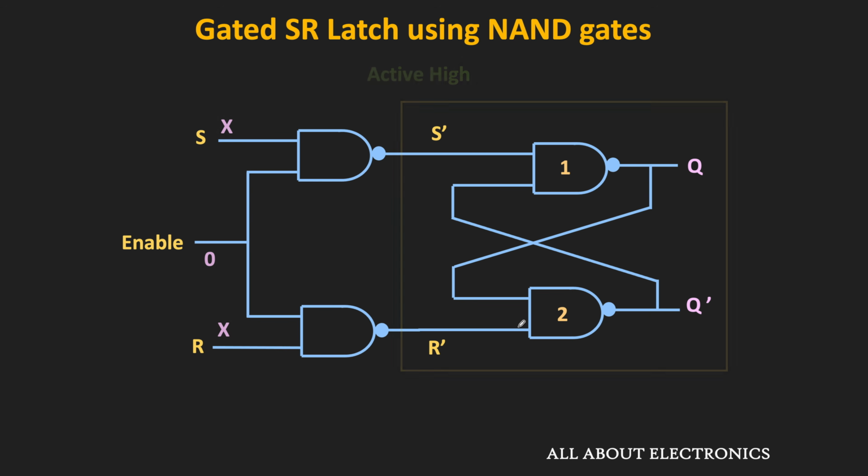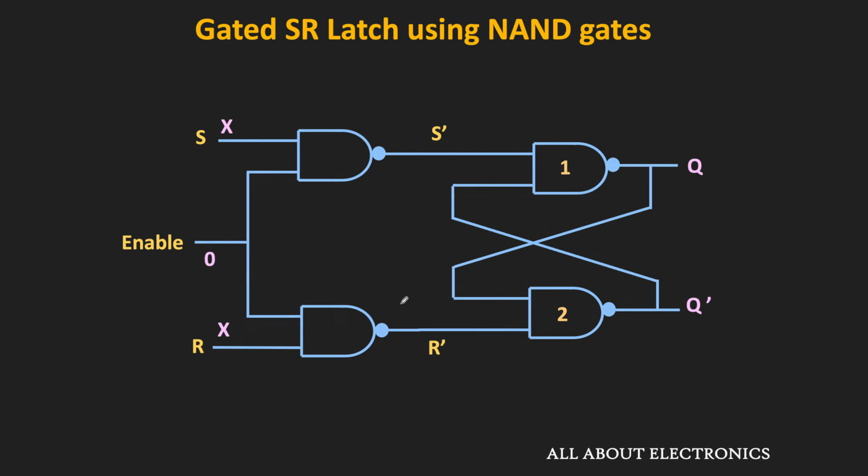So when this enable input is 0, then irrespective of the value of S and R, the output of these two NAND gates will remain 1. Because as you know, for the NAND gate, when any one of the inputs is 0, then its output is equal to 1. That means whenever this enable input is 0, then this S dash and R dash both are 1.